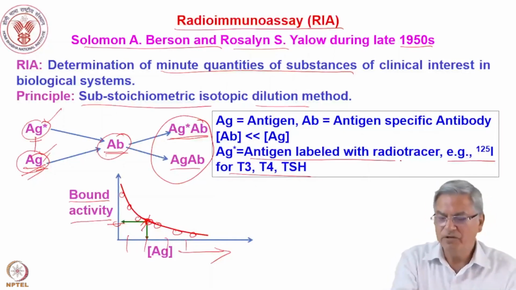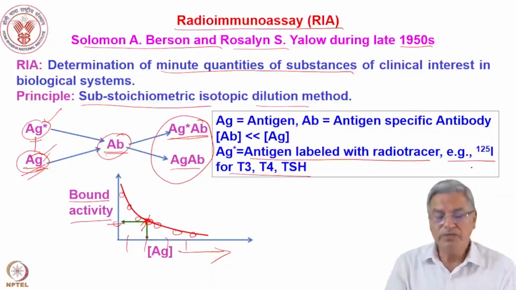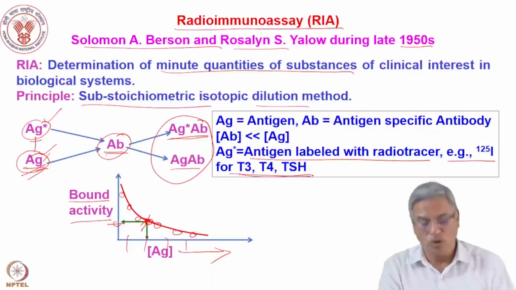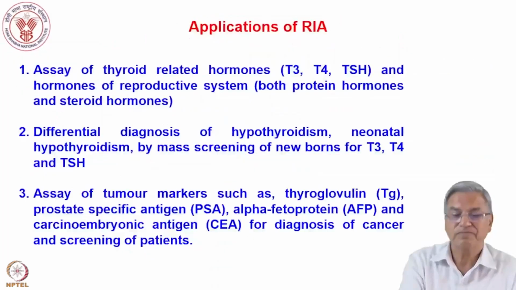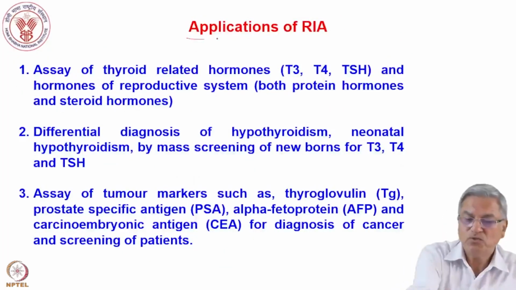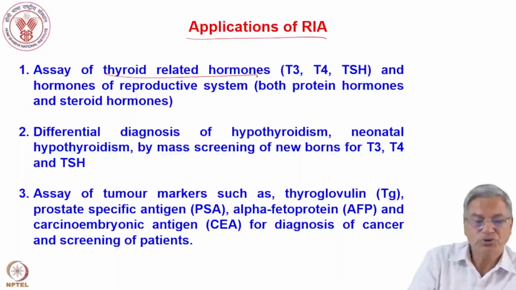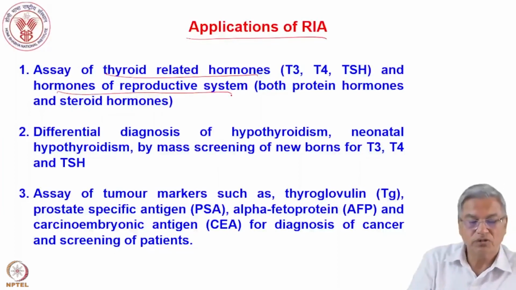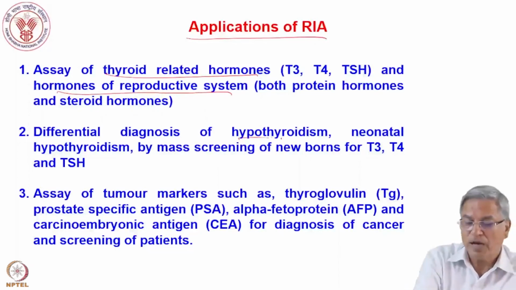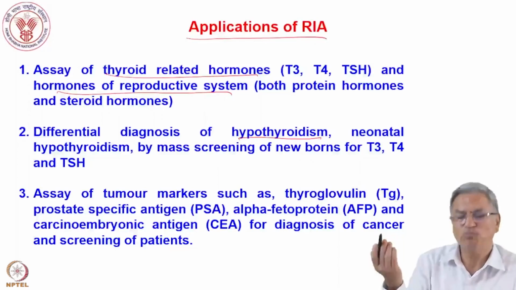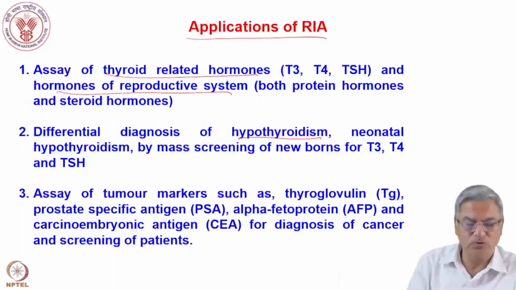So antigen labeled with radiotracer 125 iodine you can use, and then you can find out the concentration of different hormones in the thyroid. The applications of radioimmunoassay are, for example, thyroid-related hormones and hormones of the reproductive system, protein molecules, steroids, differential diagnosis of hyperthyroidism, neonatal hypothyroidism. You can screen the newborns for the TCT. Very quickly you can do experiments.